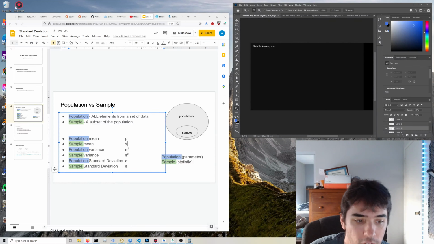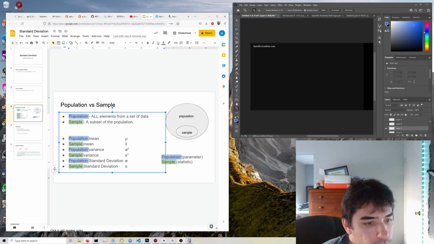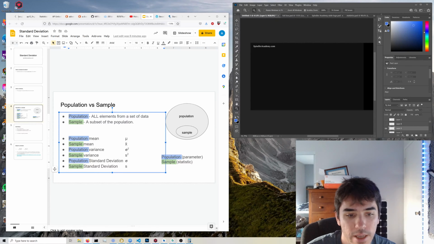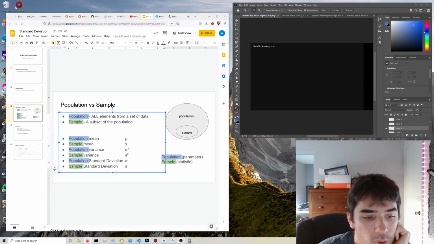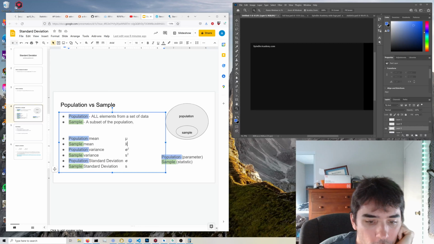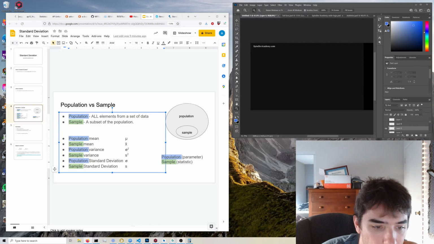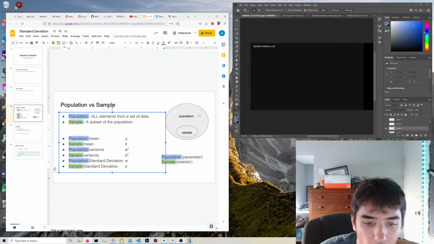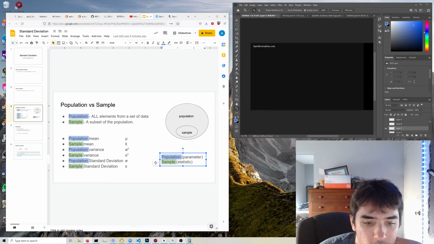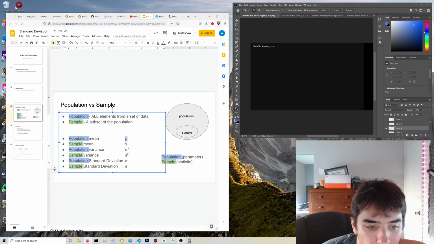That begs the question of what is a population and what is a sample. A population is when you're referring to all of the elements from a set of data, or everything in your data. A sample is a subset of the population. So a sample is what you collect compared to what you're actually trying to get at. And when you're referring to the population, like mu, that would be a parameter, whereas x bar would be a statistic.